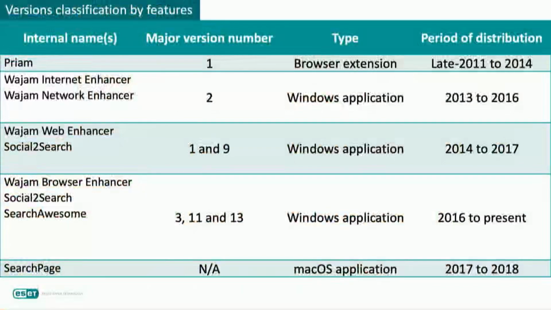So here are the different versions we could identify. We regrouped them by their features and code base, even if they are distributed with a different name or a different version number. Basically, we identified 5 different versions of Wajam: 1 browser extension called Priam, 3 different versions for Windows, and 1 for macOS distributed from 2017. As you can see, the name of Wajam progressively disappeared, and other names like Social to Search and Search Awesome were used.